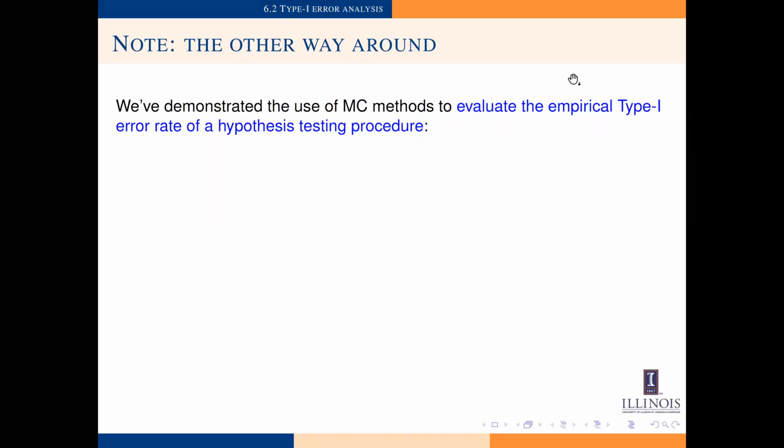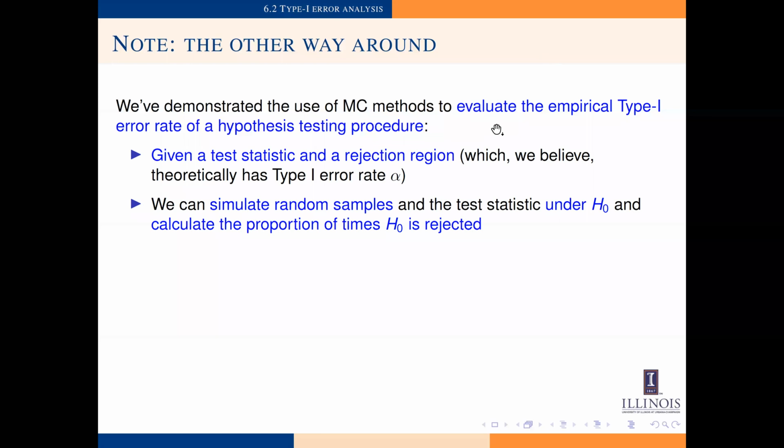So we have demonstrated using the Monte Carlo methods how we can evaluate the empirical type 1 error rate of a hypothesis testing procedure. That was the case where we were given, so we already have a test statistic and a rejection region, which we believe theoretically should achieve a type 1 error rate of alpha.